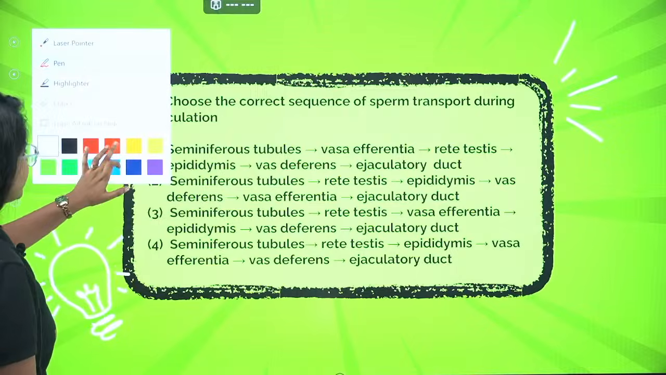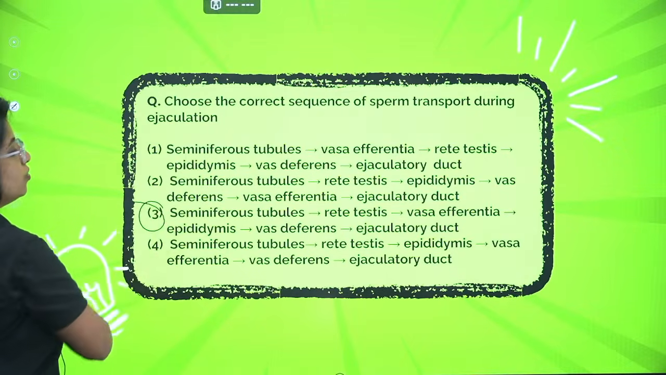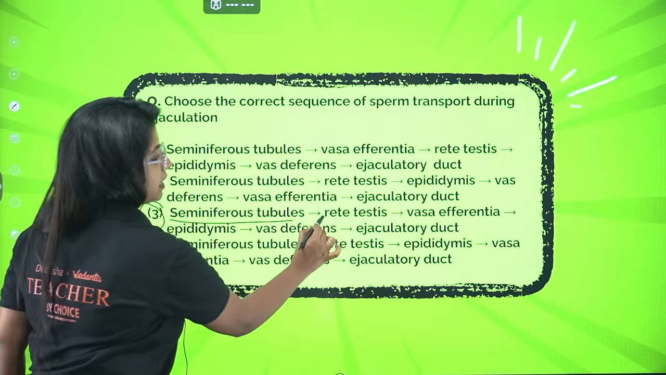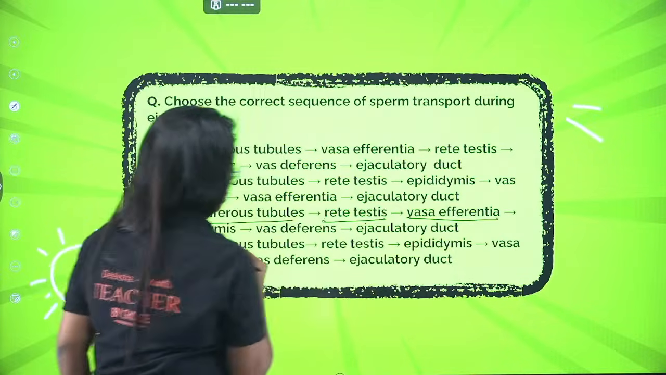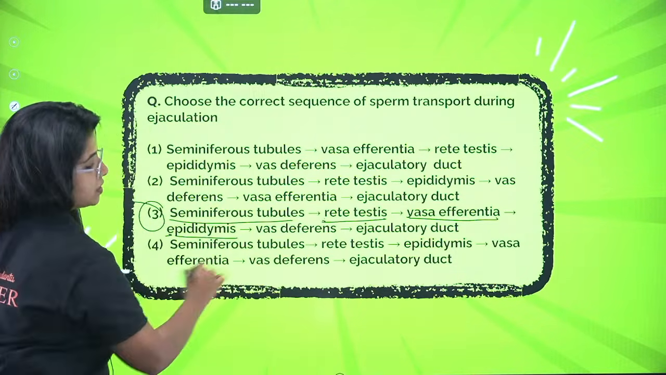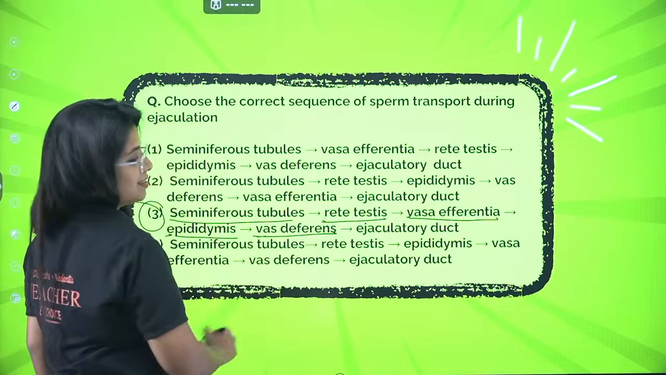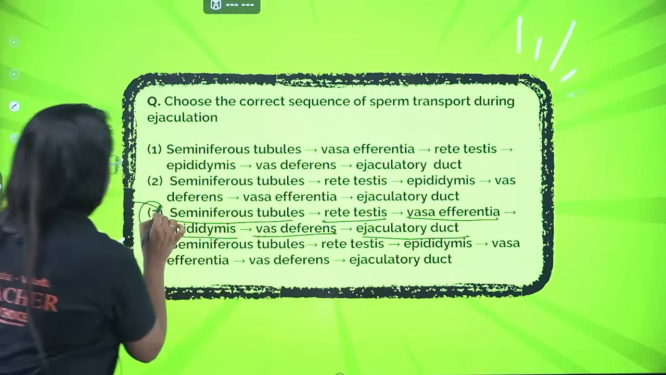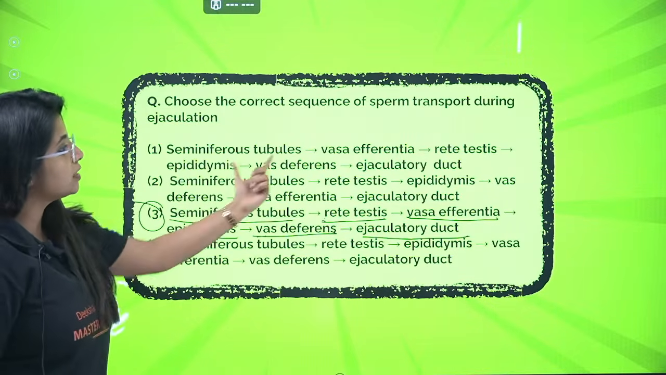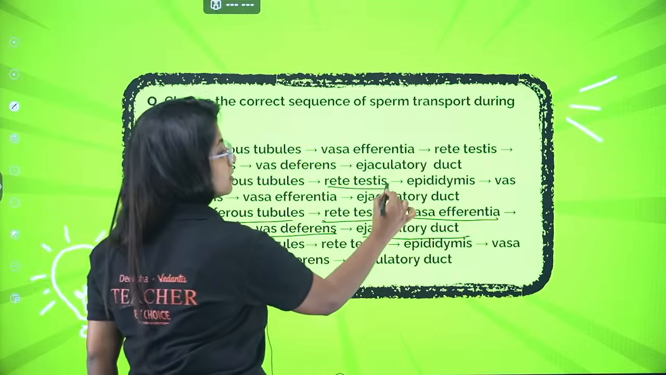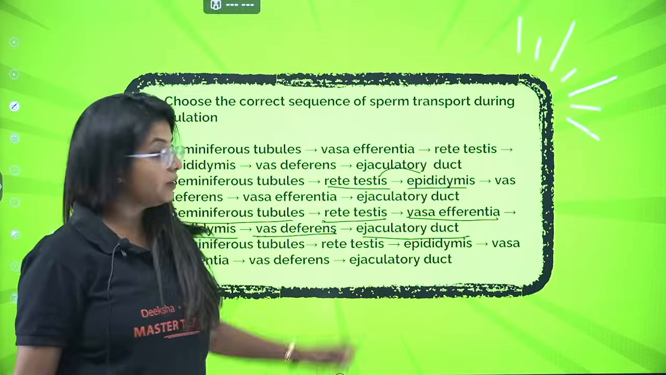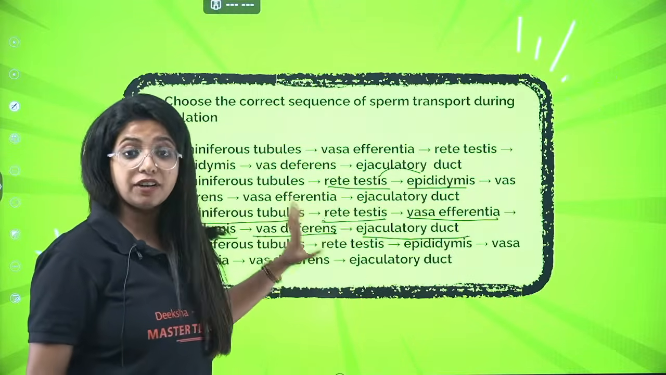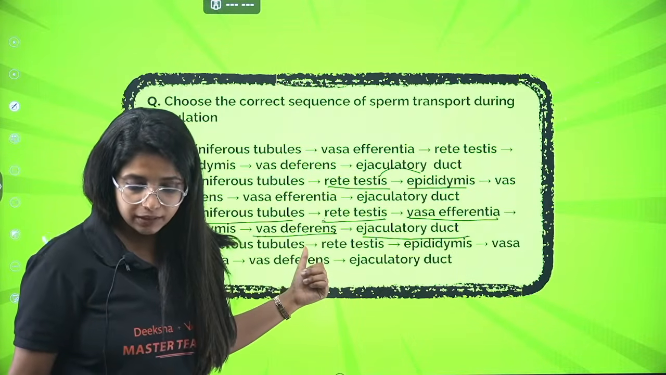So Manya, the answer is actually 3. First, seminiferous tubules. Then you have rete testis, Ravi. Visits, V, vasa efferentia. Every, epididymis. Village, vas deferens. And then you have the ejaculatory duct. Why is the other option not the answer? Because after rete testis, they have given epididymis next. That would be wrong. First comes vasa efferentia, and then comes this particular thing.